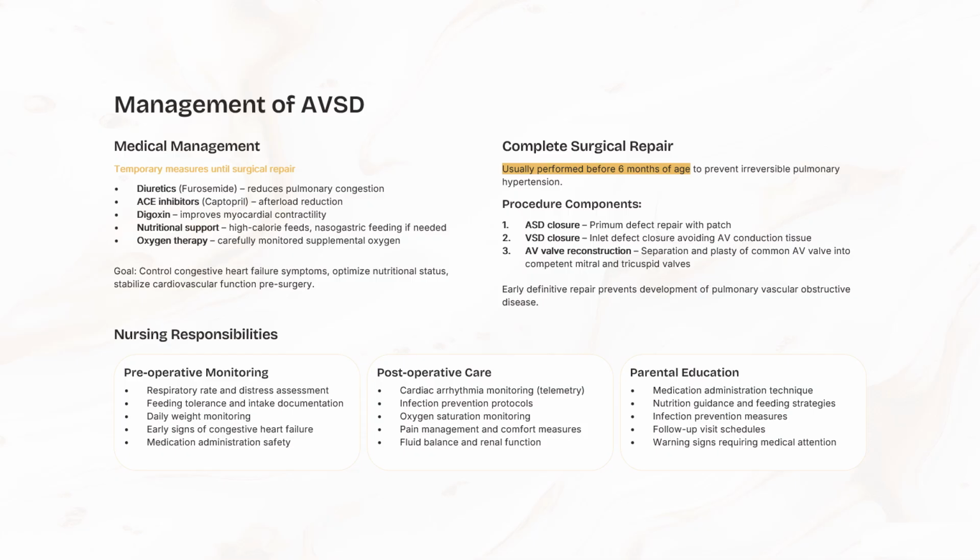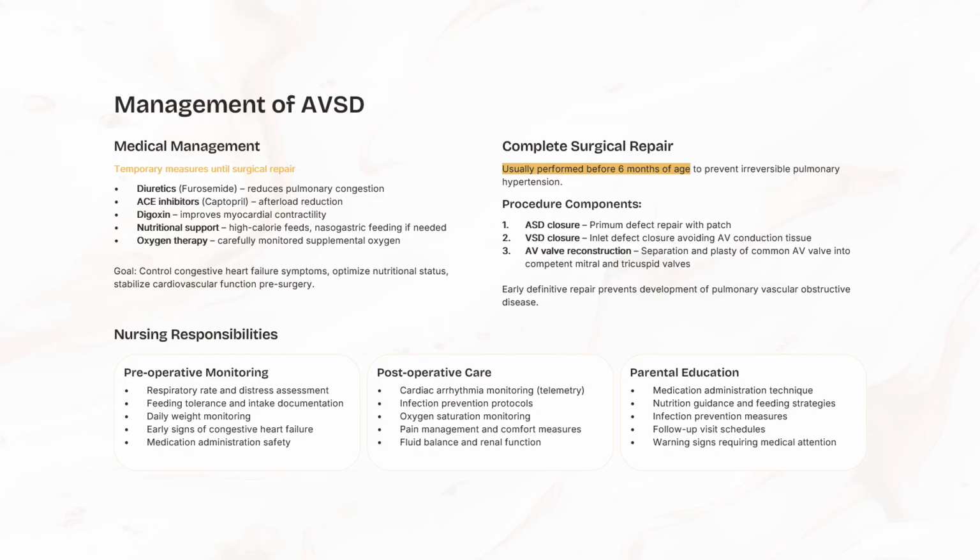So what are the procedures available? One is the ASD closure. It involves nearly three conditions: ASD is there, VSD is there, and AV valve reconstruction also should be done. So we can go one by one: primum defect repair with a patch can be done for the ASD closure, and for the VSD closure we can go for inlet defect closure avoiding AV conduction tissues, and the AV valve also should be reconstructed.